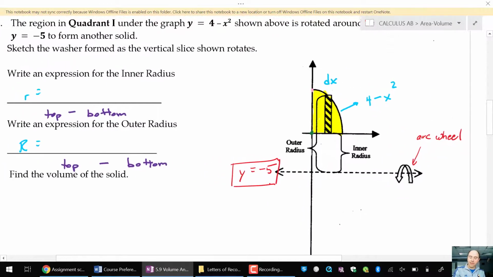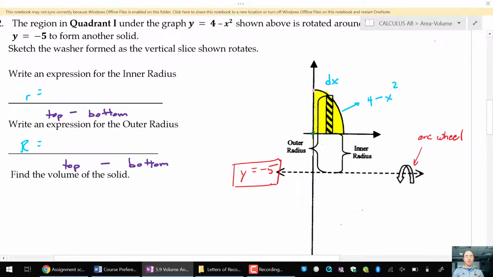I want the inner radius, top minus bottom in this case. So the top of the inner radius is at 0. The bottom of it is down at -5. So again, top minus bottom is going to give me 0 minus -5 for the inner radius.